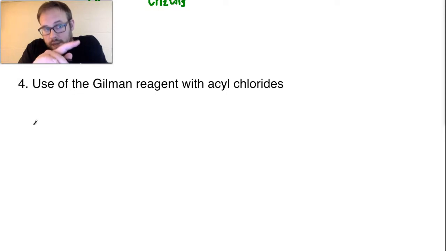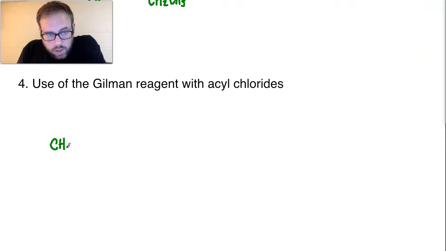So I can also use a Grignard reagent to make a ketone, but then additional Grignard material will react with that ketone and kind of destroy it or take it to the next synthetic level. A Gilman reagent will not do that. You can stop at the ketone stage with a Gilman reagent.